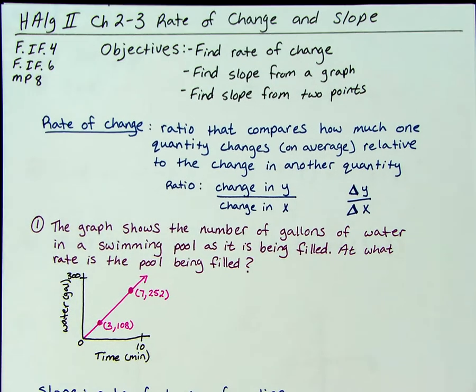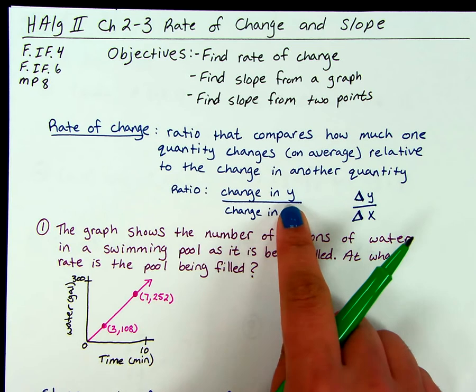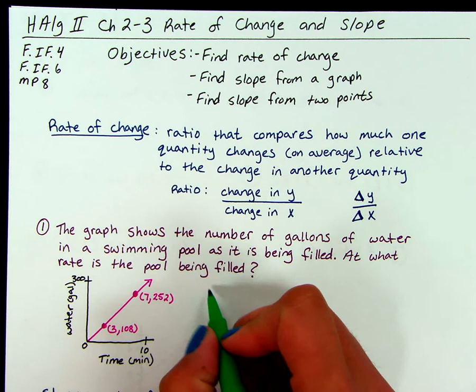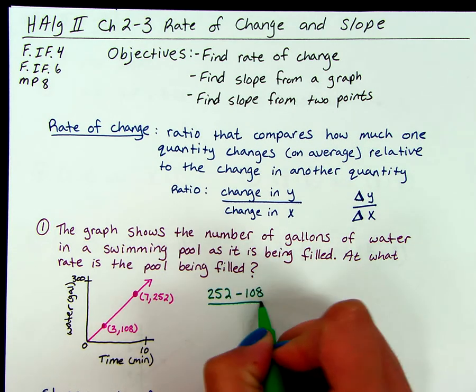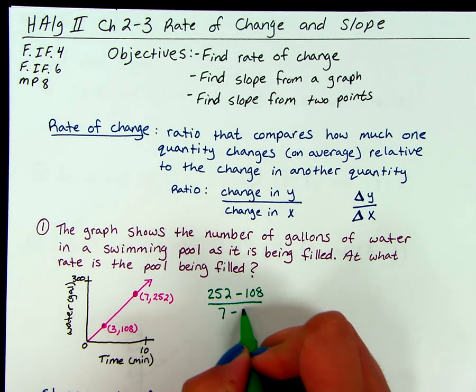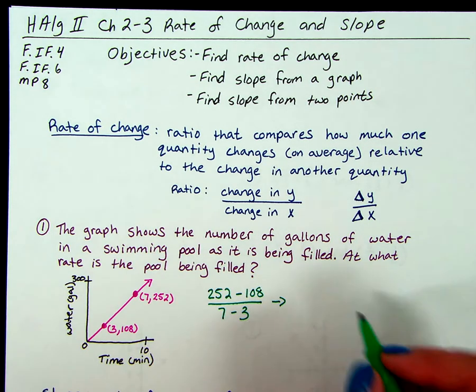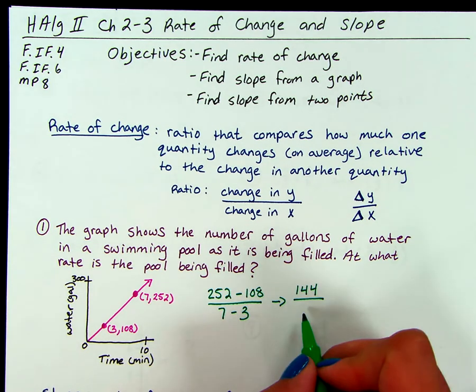But if we are finding our rate of change, we're just finding the difference. So the change in y. So it gives us 2 points here to help us get started. So we need to figure out what that change is. So let's just take 252 minus 108, over our change in x. So that's going to be the x value, so 7 minus 3. So we just need to do some simple arithmetic to help us figure that out. So let's see, 252 minus 108 is going to be 144. So 144 over 7 minus 3, which is 4.